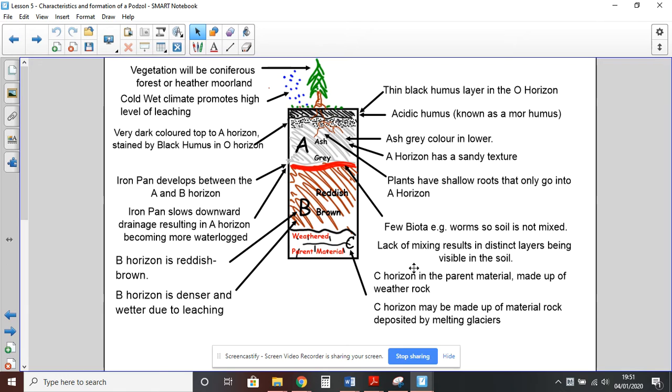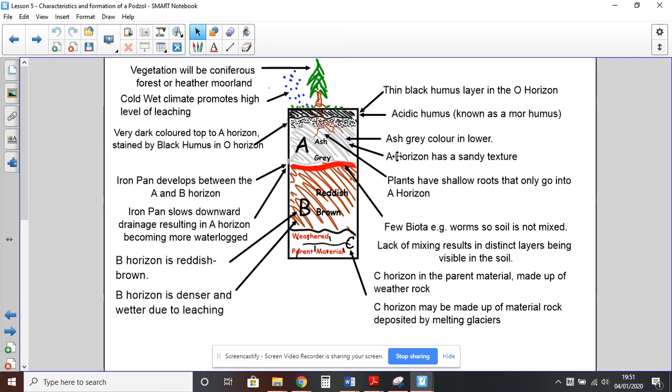The soil is relatively nutrient poor because it forms on a parent material that is often weathered rock made from deposited glacial rocks, which are quite nutrient poor. However, it is reasonably well drained because these aren't impermeable rocks, so water that does leach downwards can drain through the C horizon. So it's not a waterlogged soil like the clay is, for example.